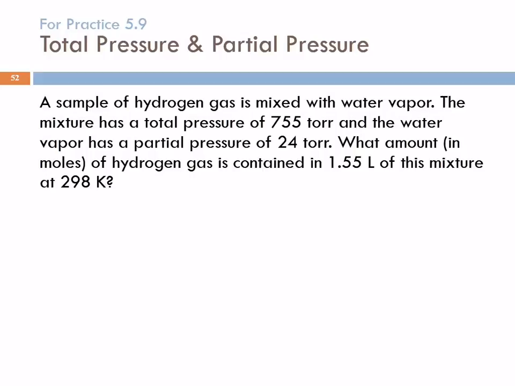Let's do another problem. A sample of hydrogen gas is mixed with water vapor. This is what we call a wet gas. The mixture has a total pressure of 755 torr, and the water vapor has a partial pressure of 24 torr. What amount in moles of hydrogen gas is contained in 1.55 liters of this mixture at 298 Kelvin?